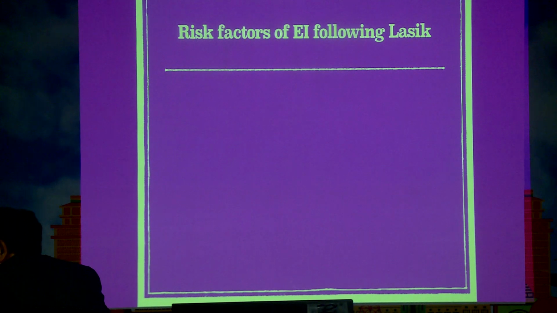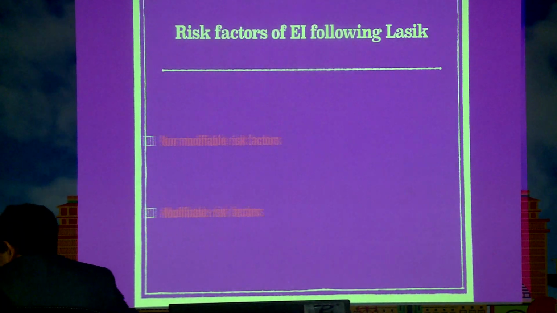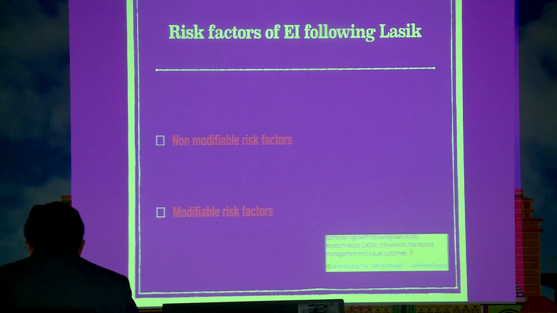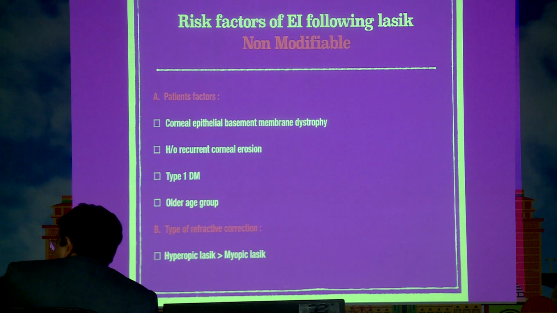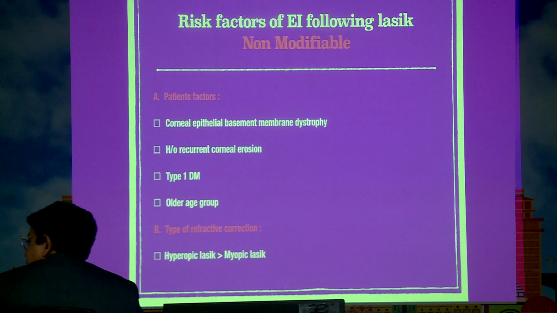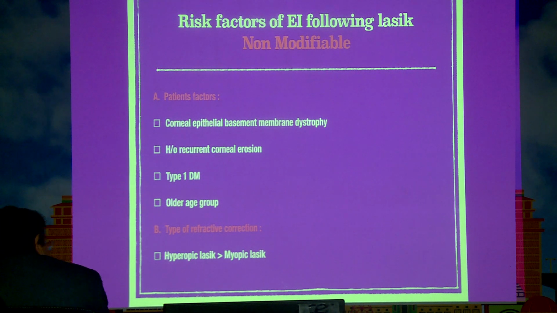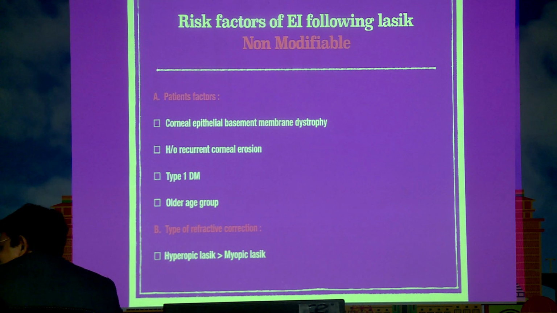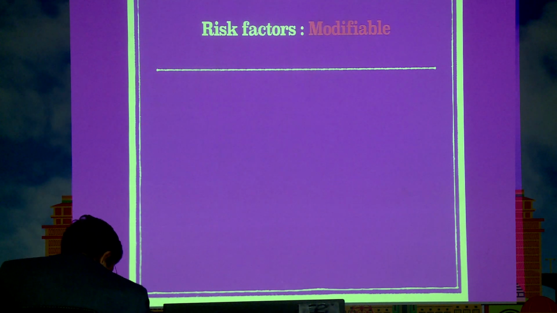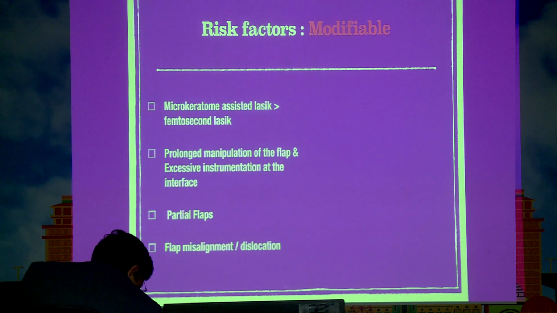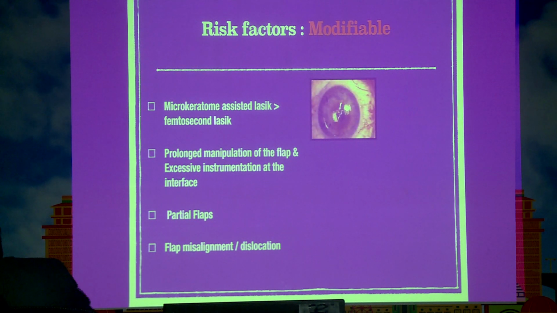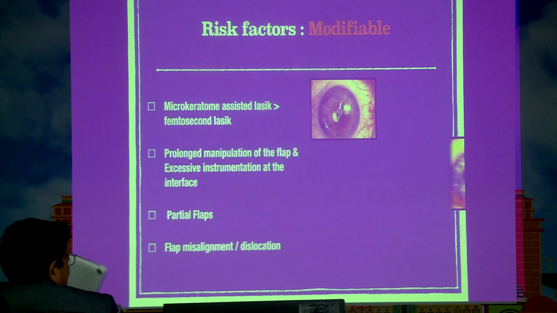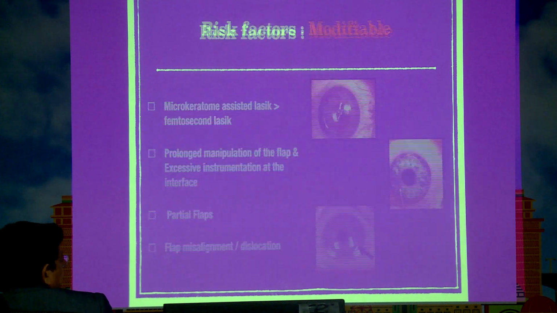Coming to the risk factors of epithelial ingrowth following LASIK, these can be non-modifiable and modifiable risk factors. The non-modifiable risk factors include patient factors like presence of corneal epithelial basement membrane dystrophy, history of recurrent corneal erosion, type 1 diabetes mellitus, older age group. Hyperopic LASIK is at a higher risk of developing epithelial ingrowth as compared to myopic LASIK. Microkeratome-assisted LASIK is at a higher risk. Prolonged manipulation of the flap and excessive instrumentation at the interface, partial flaps, flap misalignment or dislocation.